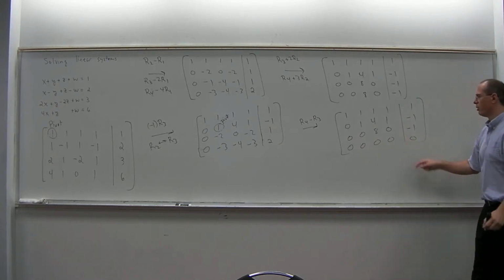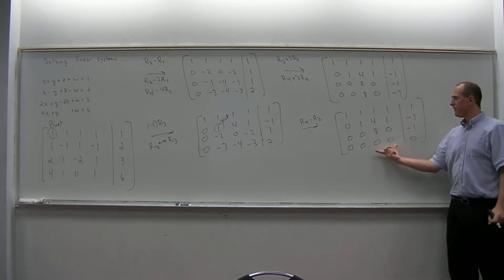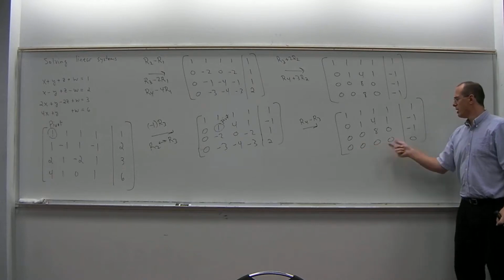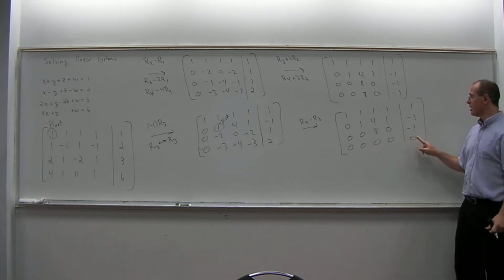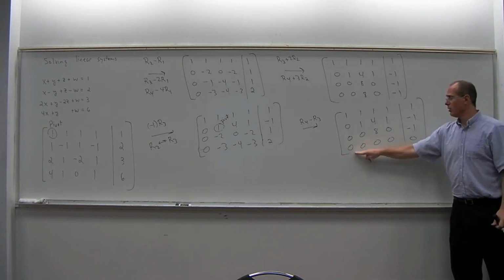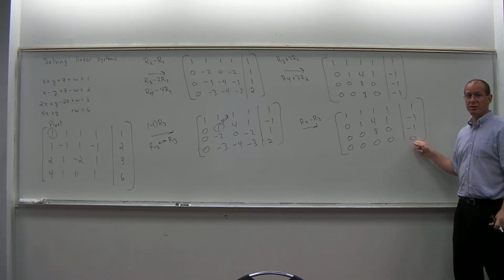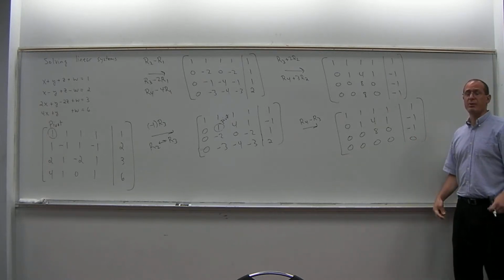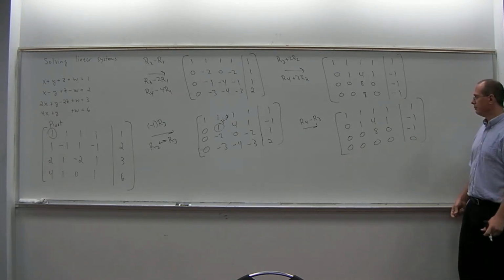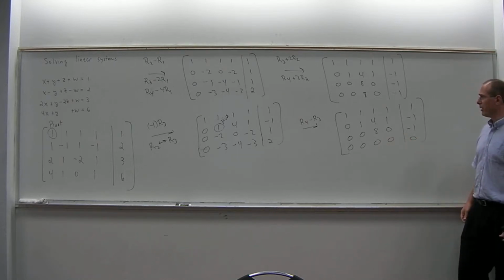0, 1, 4, 1, -1, 0, 0, 8, 0, -1, 0, 0, 0, 0, 0. So here we have a row of all zeros. If the coefficients were 0, but the constant term were not 0, which it is in this example, then the system would be inconsistent and would have no solution. But that's not the case here, so we keep going.